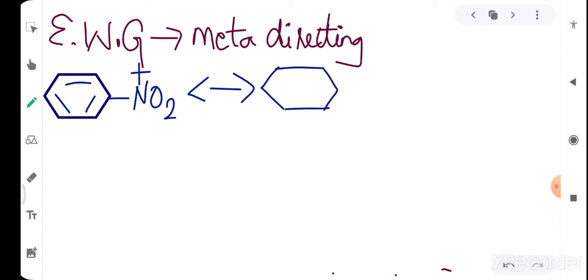Here this nitrogen will withdraw the electron. Since it withdraws the electron, you can see that there is a positive charge on this carbon, because this carbon gives its electron. Therefore there will be a positive charge over this carbon, and here there is a double bond to NO2 plus.